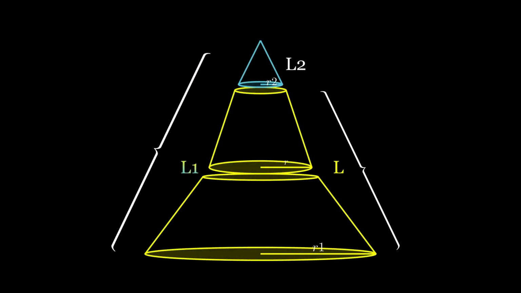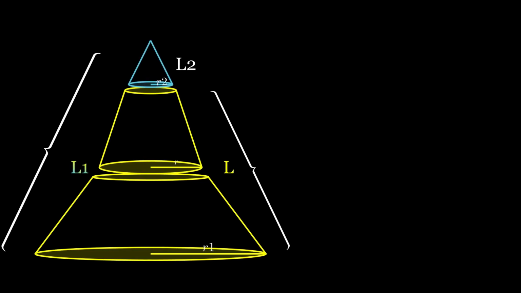Imagine we have a cone split into 3 parts. We are trying to find the surface area of the yellow part, which is called a frustum. First, we see that by similar triangles, the ratio between the side length of our top cone L2 and its radius R2 is the same as the ratio of the side length of the whole cone L1 and its radius R1. So we reach this form.